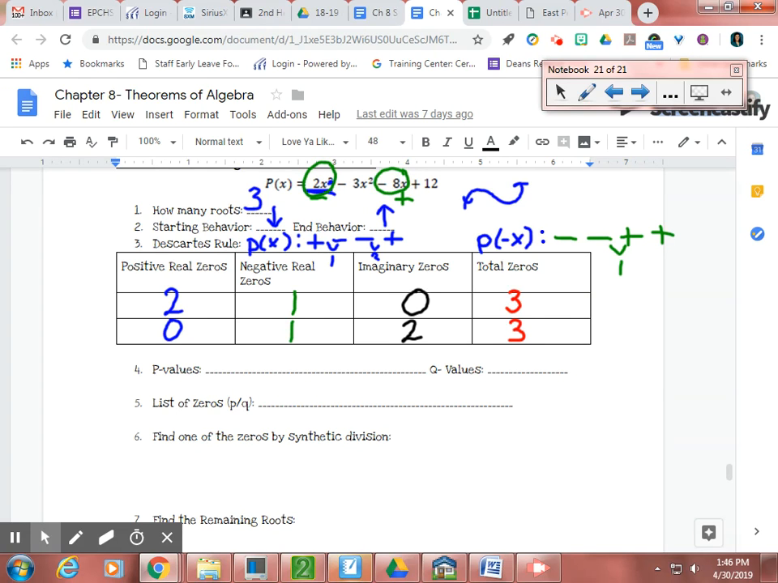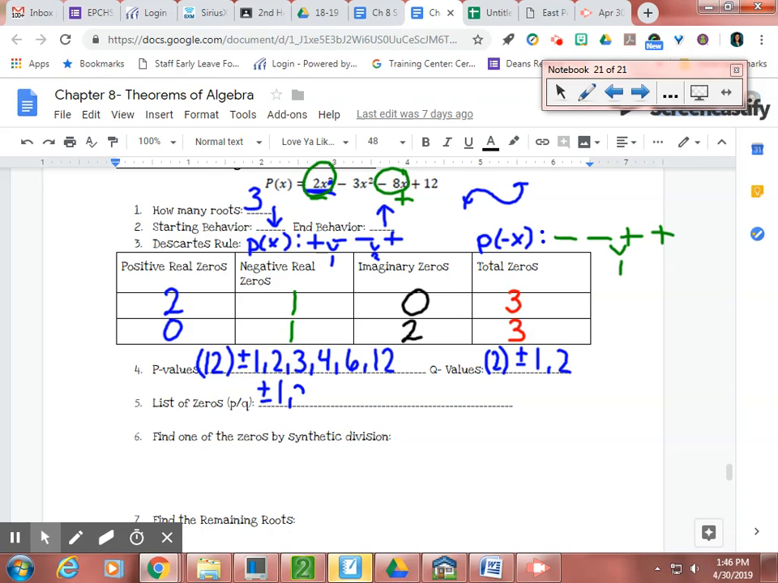Okay, our p-value. P, remember, is the last number. It's the constant. That's 12. So plus or minus 1, 2, 3, 4, 6, and 12 are its factors. Our q is 2, and the factors of that are plus or minus 1 and 2. And remember, what you're doing with this is you're taking all of these numbers and dividing them by 1, and then all of them and dividing by 2.